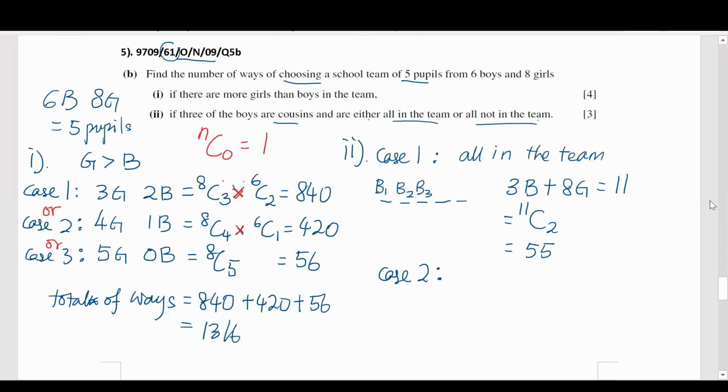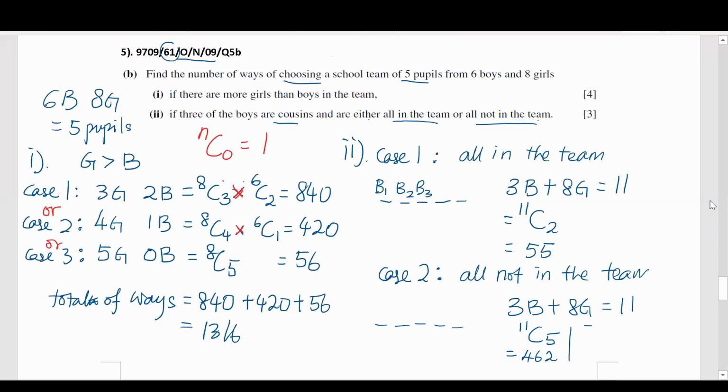Now we're going to consider case 2, where all 3 cousins are not in the team. So same thing, we have 5 places, and since the 3 cousins are not in the team, that means we still have 3 boys left to choose from, and together with the 8 girls, so we still have 11 pupils to choose from, and we still need a team of 5 pupils. All right. So the number of ways is given by 11C5, and the number is 462.